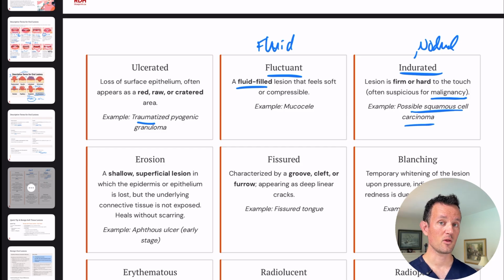Versus, they might not say fluid-filled. They might say a raised greater than 1 centimeter fluctuant lesion is found. Fluctant.